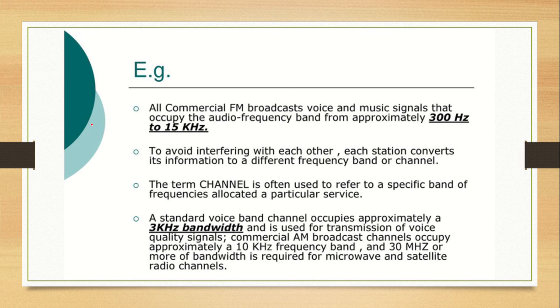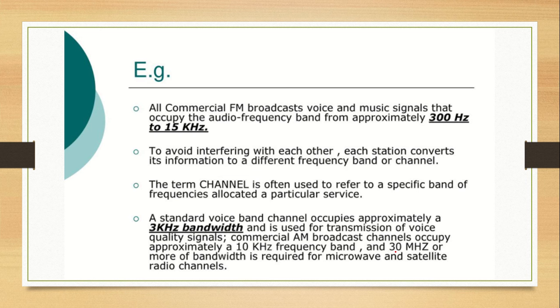For example, all commercial FM broadcasts voice and music signals that occupy the audio frequency band from approximately 300 Hz to 15 kHz. To avoid interfering with each other, each station converts its information to a different frequency band or channel. The term channel is often used to refer to a specific band of frequencies allocated to a particular service. A standard voice band channel occupies approximately a 3 kHz bandwidth and is used for transmission of voice quality signals. Commercial AM broadcast channels occupy approximately a 10 kHz frequency band, and 30 MHz or more bandwidth is required for microwave and satellite radio channels.